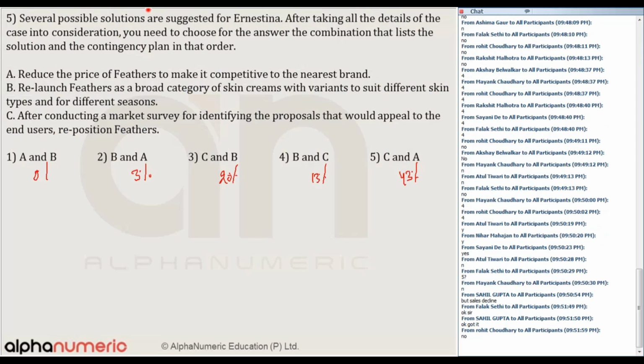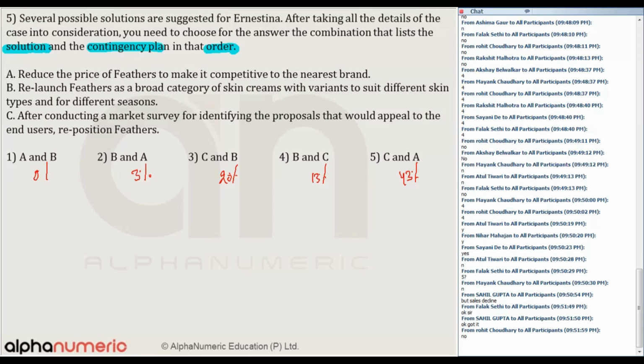It says several possible solutions are suggested for anesthesia after taking all the details of the case into consideration. You need to choose for the answer the combination that lists the solution and the contingency plans. So there are two things which are important here. The first statement is the solution and then its contingency plan, in that order. Solution and the contingency plan, in that order. Okay.